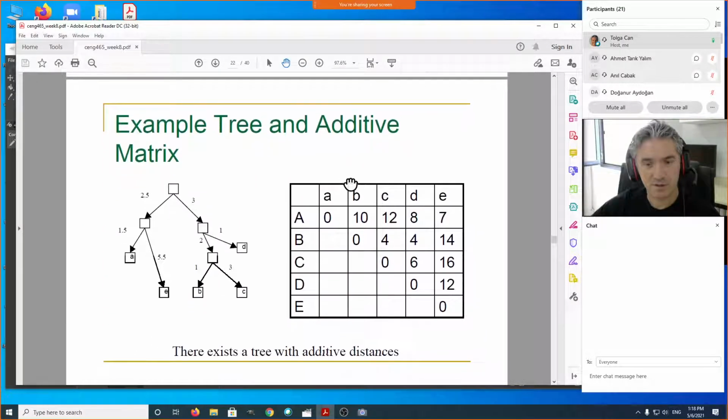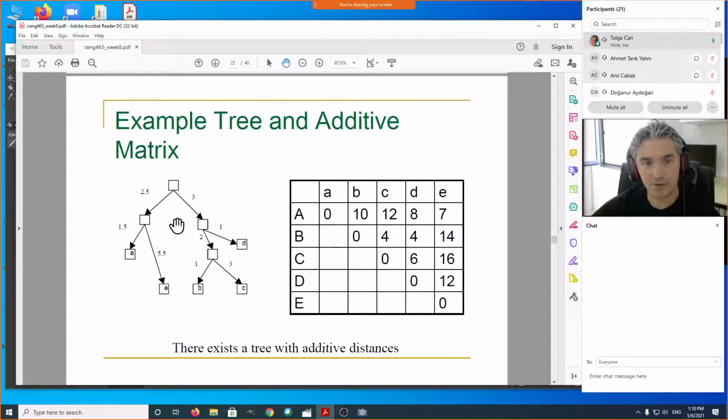Now this is an example tree. This is an example input matrix given to us, which is additive. In order to prove that the triangular inequality holds, you need to look at all the triplets of objects here.